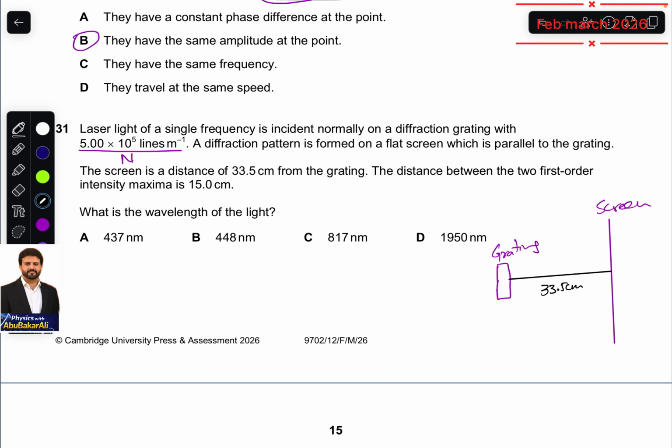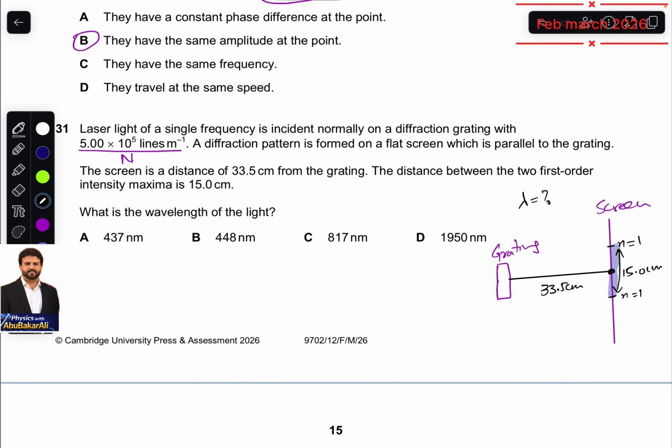Okay, two first. We know at this point n is equal to 0. At, let's suppose this point, n is equal to 1. At this point, n will also be equal to 1. So the distance between the two first order maxima is this distance. So this is given, it is equal to 15. Sorry, let me remove this. This total, from here to here, is 15.0 centimeter. What is the wavelength of the light? You have to find lambda.